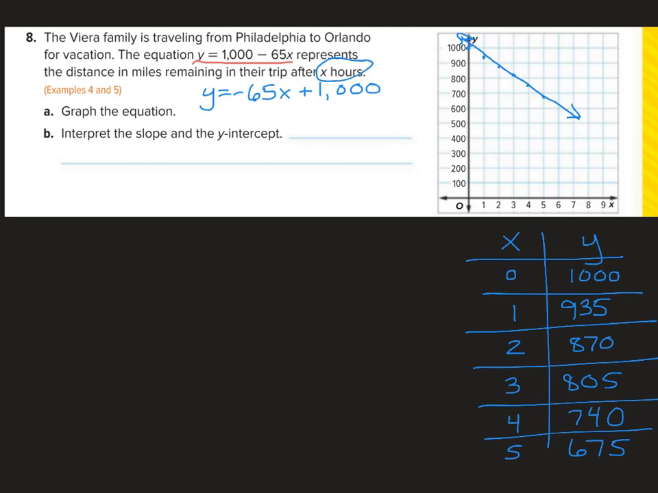Interpret the slope and the y-intercept. So I graphed it, and now interpreting the slope is the number of miles per hour. So 65 miles per hour, which is the slope. And then the y-intercept means that they have 1,000 miles total to travel.